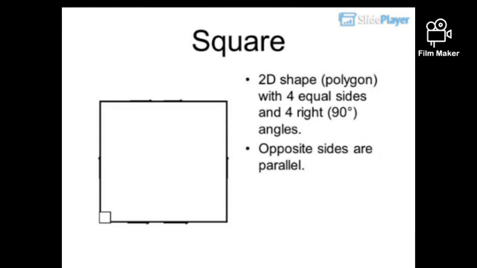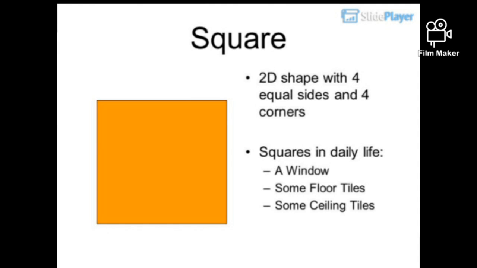So you can look at this square here. It is a two-dimensional shape, a regular polygon with four equal sides at 90-degree right angles each. On a square, opposite sides are equal. A square is a two-dimensional shape with four equal sides and four corners. Look at it, four equal sides and four corners. Examples of a square in our daily lives are a window, some floor tiles, and some ceiling tiles.